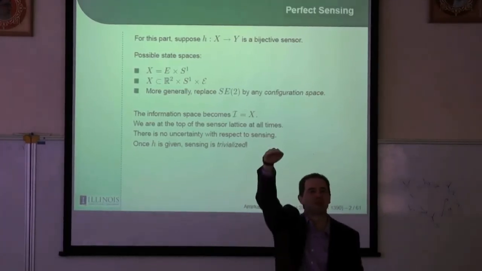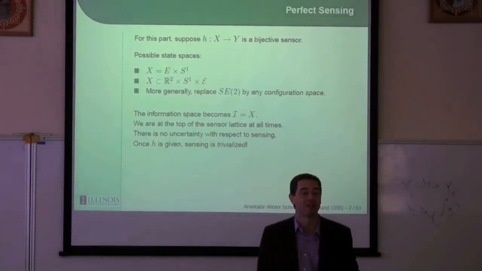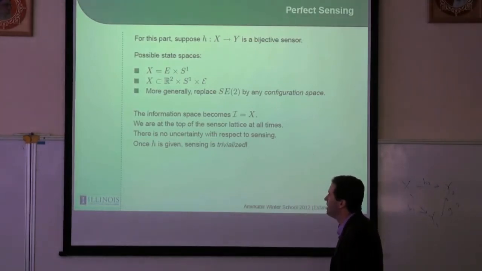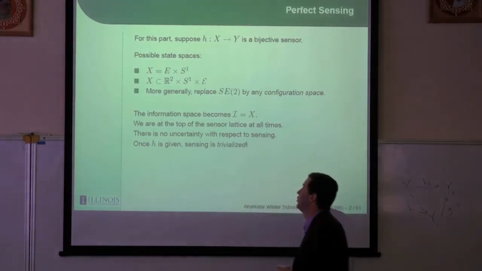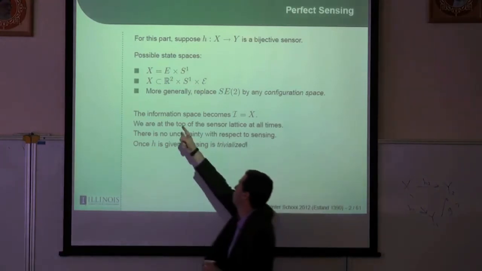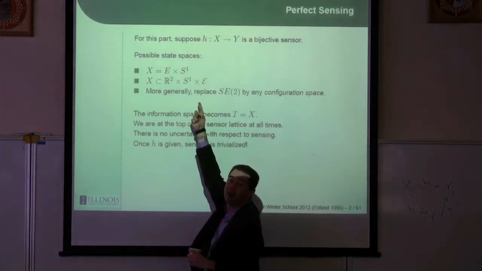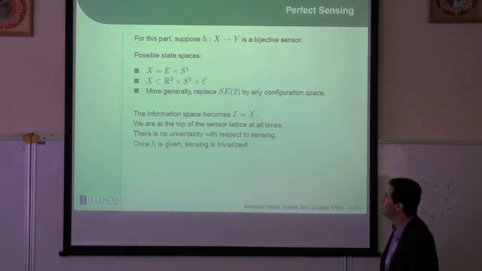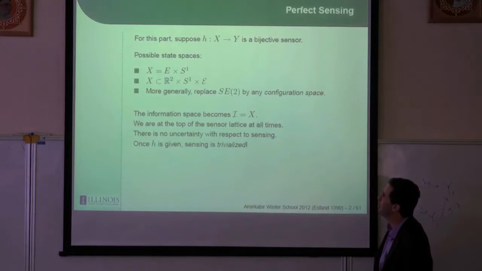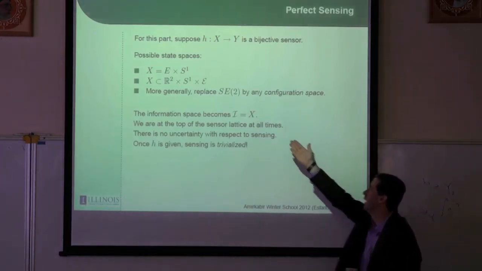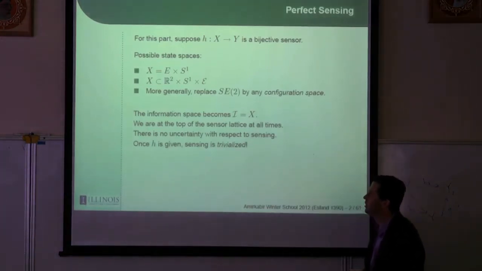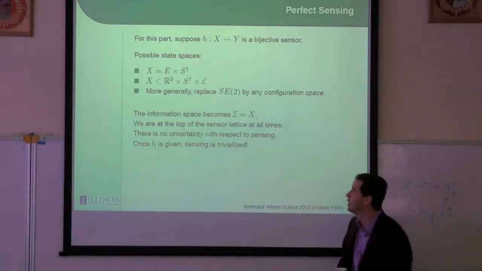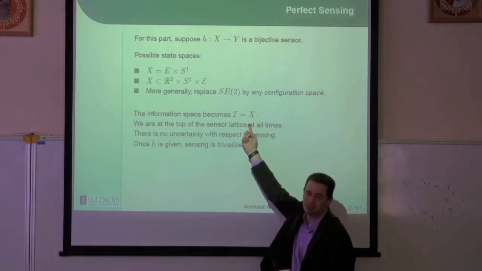Let's take the top sensor from the sensor lattice, the most ridiculously powerful thing we can imagine. We'll just make everything perfect. Maybe it's E cross S1, as we said before. Maybe it's some subset of R2 cross S1 across a bunch of environments, maybe an uncountably infinite collection of them, right? And more generally, instead of R2 cross S1, I could have any configuration space in here. So the information spaces I talked about, which all look very pretty, I think, just become X, the state space.